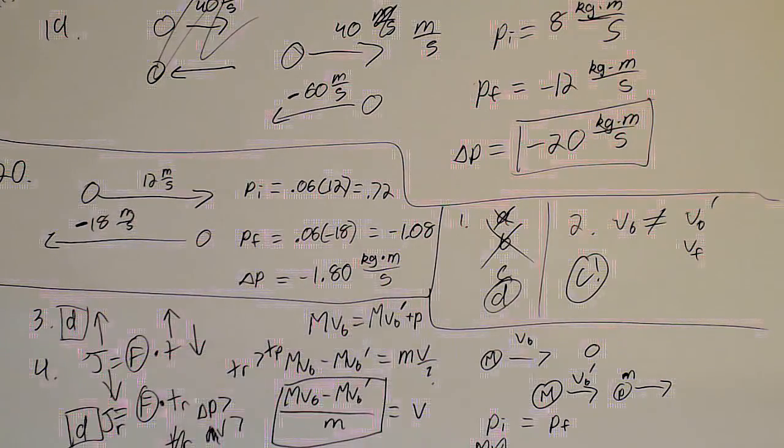And D, equal to the momentum of the bullet plus the wood. Again, they have to be equal because momentum has to be conserved. So the momentum at the beginning has to be equal to the momentum at the end. So look for the words "equal to" in conservation of momentum problems.